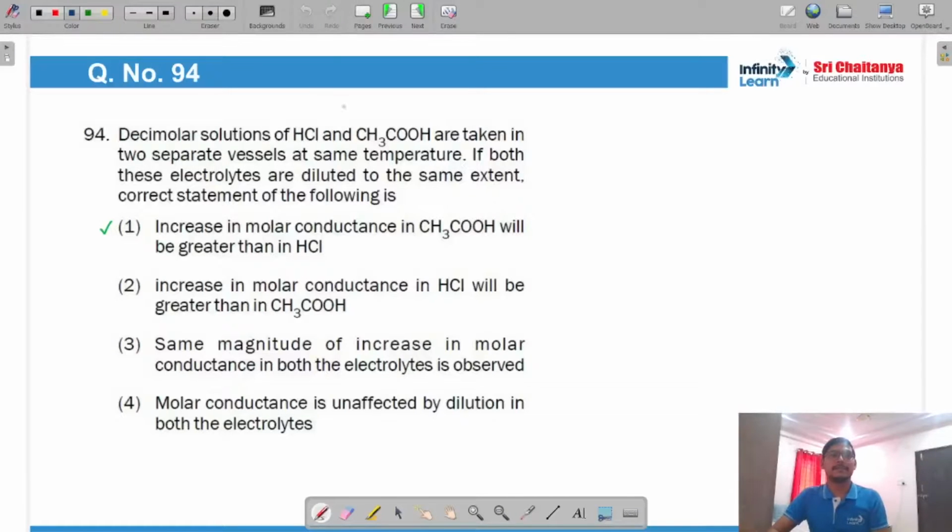Decimolar solutions of HCl and acetic acid are taken in 2 separate vessels at the same temperature. If both these electrolytes are diluted to the same extent, then of course, for acetic acid, the increase in molar conductance is because of 2 reasons. First, increase in ionic mobility because of dilution, and then increase in degree of dissociation, which results in an increase in the number of ions. For HCl, yes, molar conductance does increase with dilution, but only slightly because of the increase in ionic mobility. So this would be the correct answer.